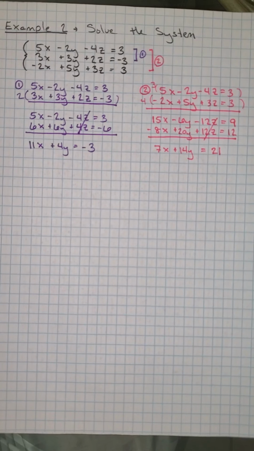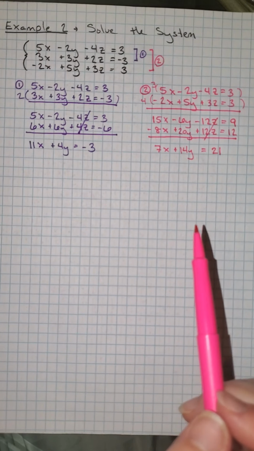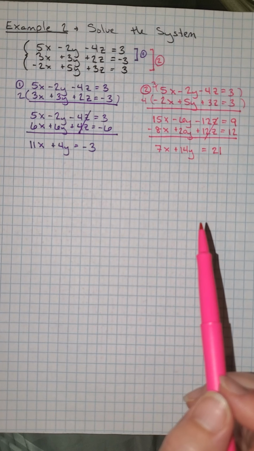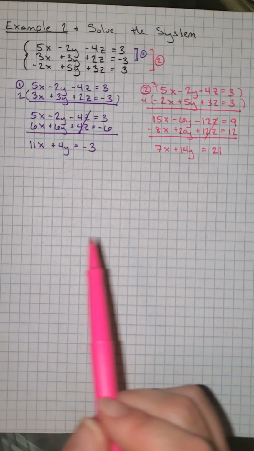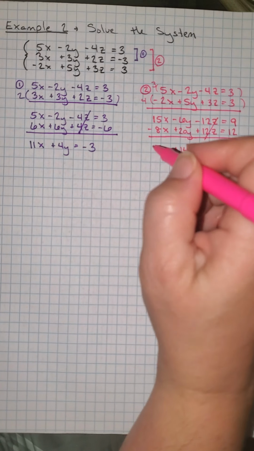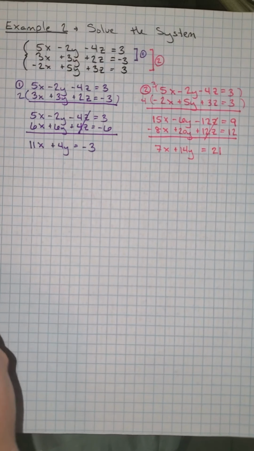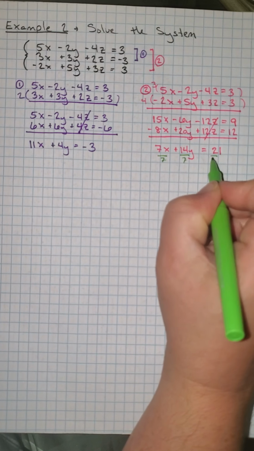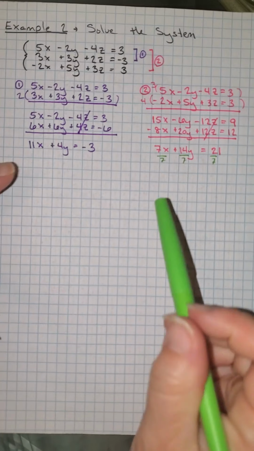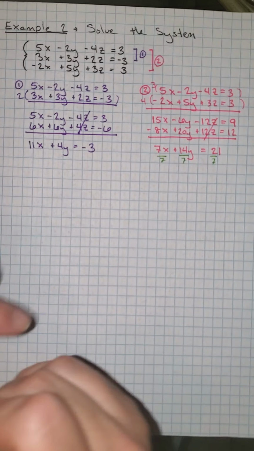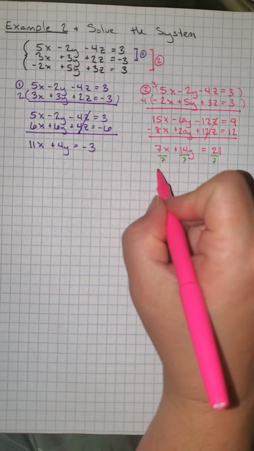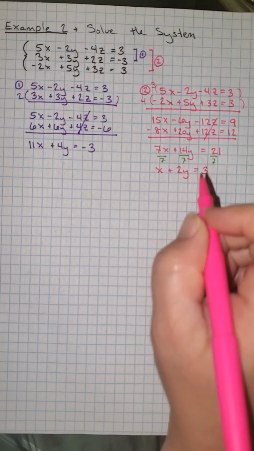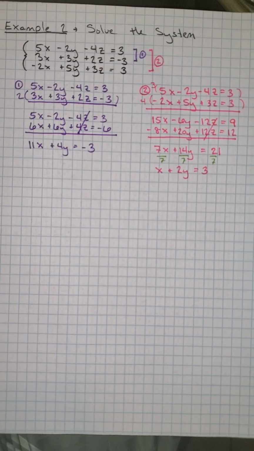Here's another trick too. 7, 14, and 21 are all divisible by 7. So this might make that problem easier to go through and divide the whole thing by 7. Because then you're just going to have easier numbers to work with. Because what we're going to do next is pull these 2 together and get rid of a new variable. So x plus 2y equals 3. Sometimes it makes it easier, sometimes it doesn't.